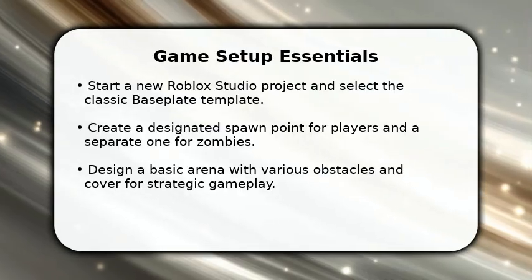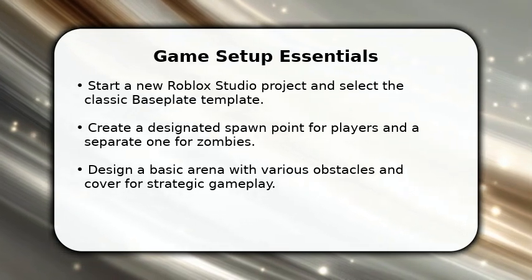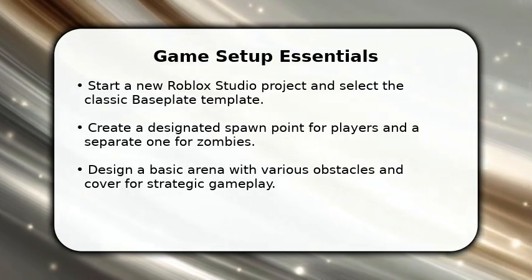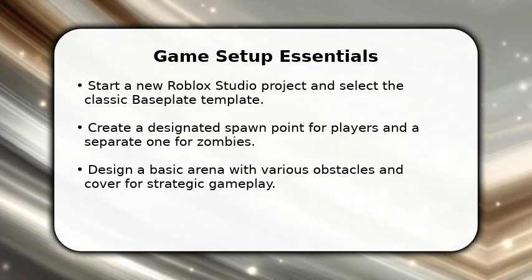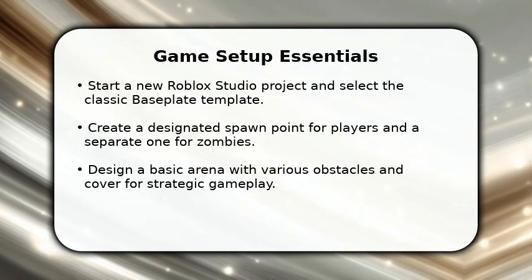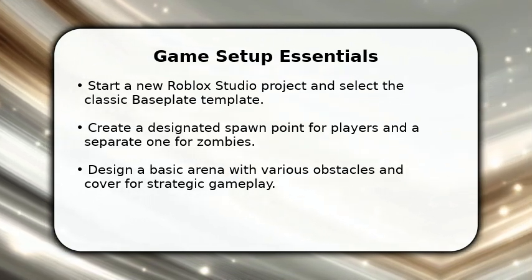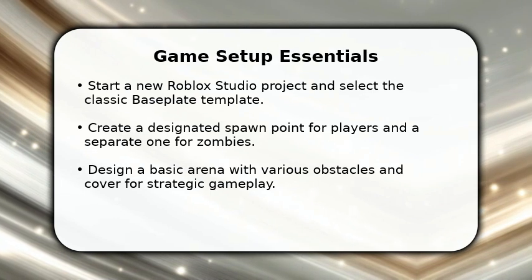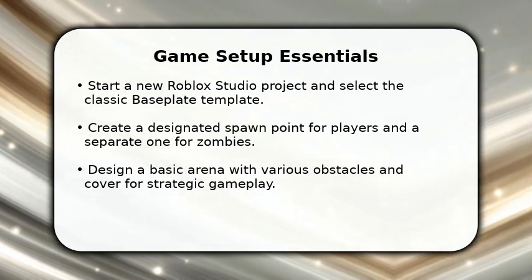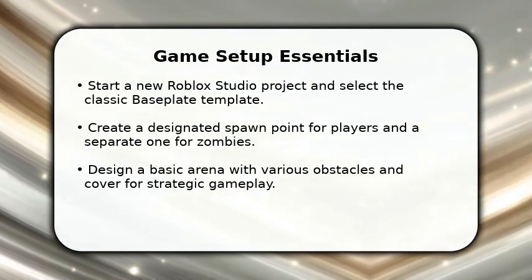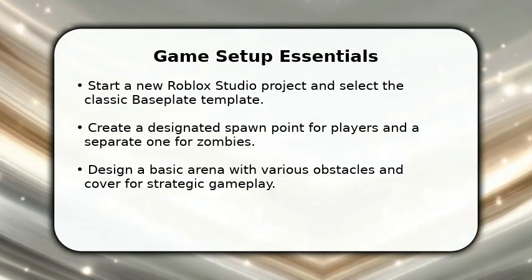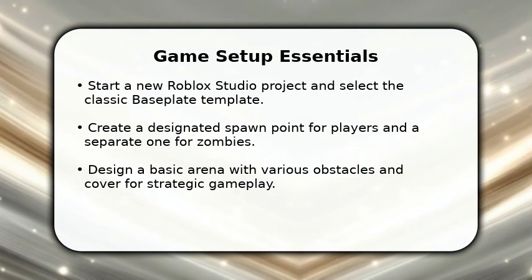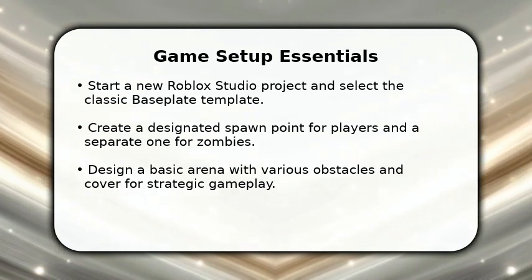In this video, I will explain how to make a Roblox zombie wave game. First, open Roblox Studio and begin a new project using the baseplate template. You'll want to establish distinct spawn locations, one for your players and another for the incoming zombie hordes. Then, craft a simple yet engaging arena. Incorporate elements like walls, crates, or structures to provide cover and strategic points for players to utilize during the waves.